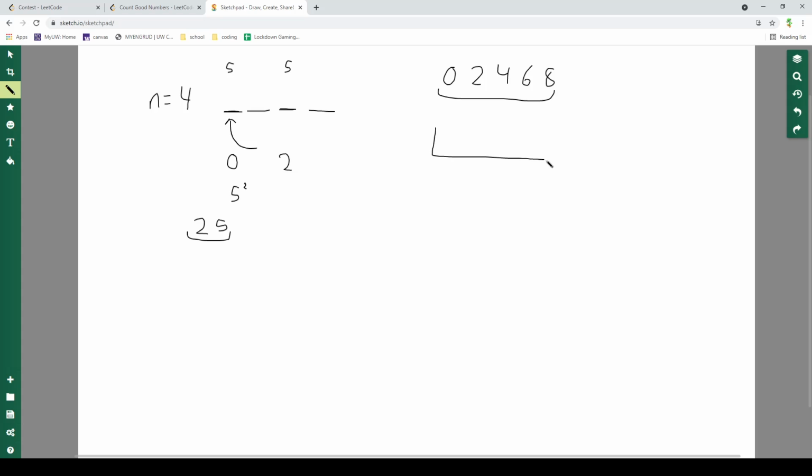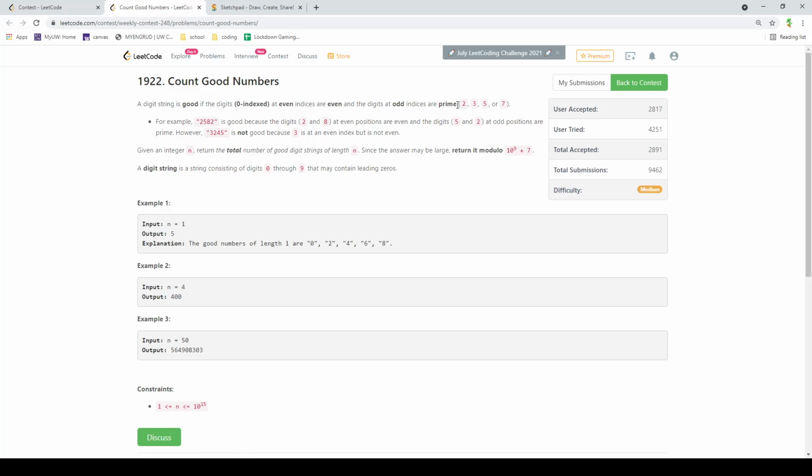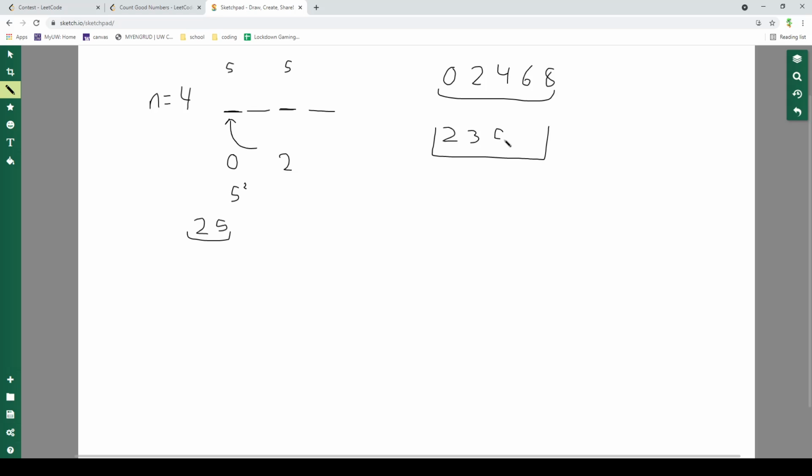We can use the same logic for our odd indexes. So as they give here, the prime digits are 2, 3, 5, and 7. And so we know there will be 2 odd indices, and each of them will have 4 options. Similarly, we can mathematically calculate how many sequences of these odd digits there are just by raising 4 to the power of 2. There are two spaces. Each space has 4 different options, so we can just multiply the 2. So it's 4 times 4, and that would equal 16.